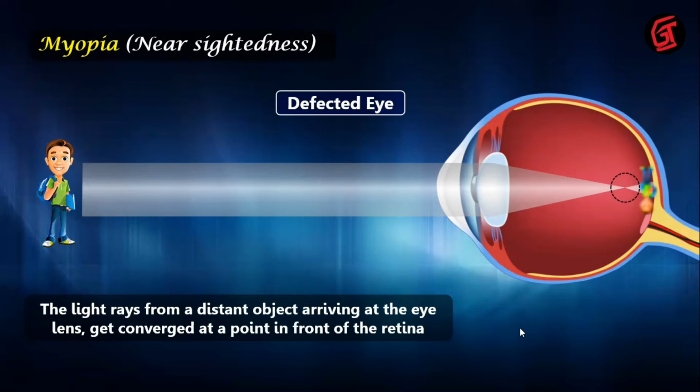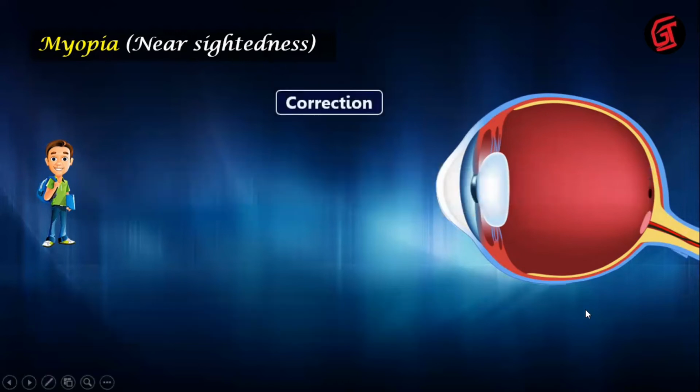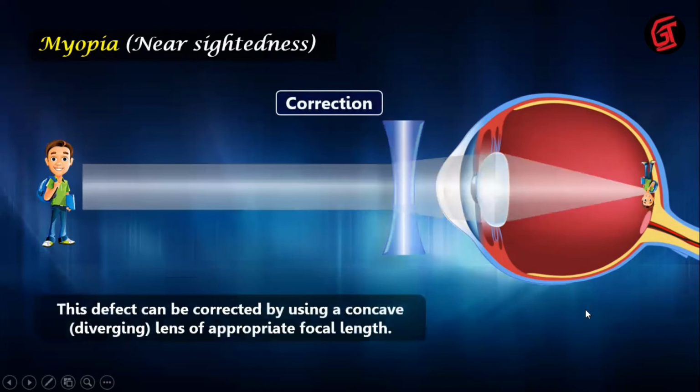So the light rays from a distant object arriving at the eye lens get converged at a point in front of the retina. If it is in front of the retina, nothing will be seen clearly. How do we do the correction? We use specs, and because of the specs we can see the object clearly. Now which lens do we have to put in the specs?